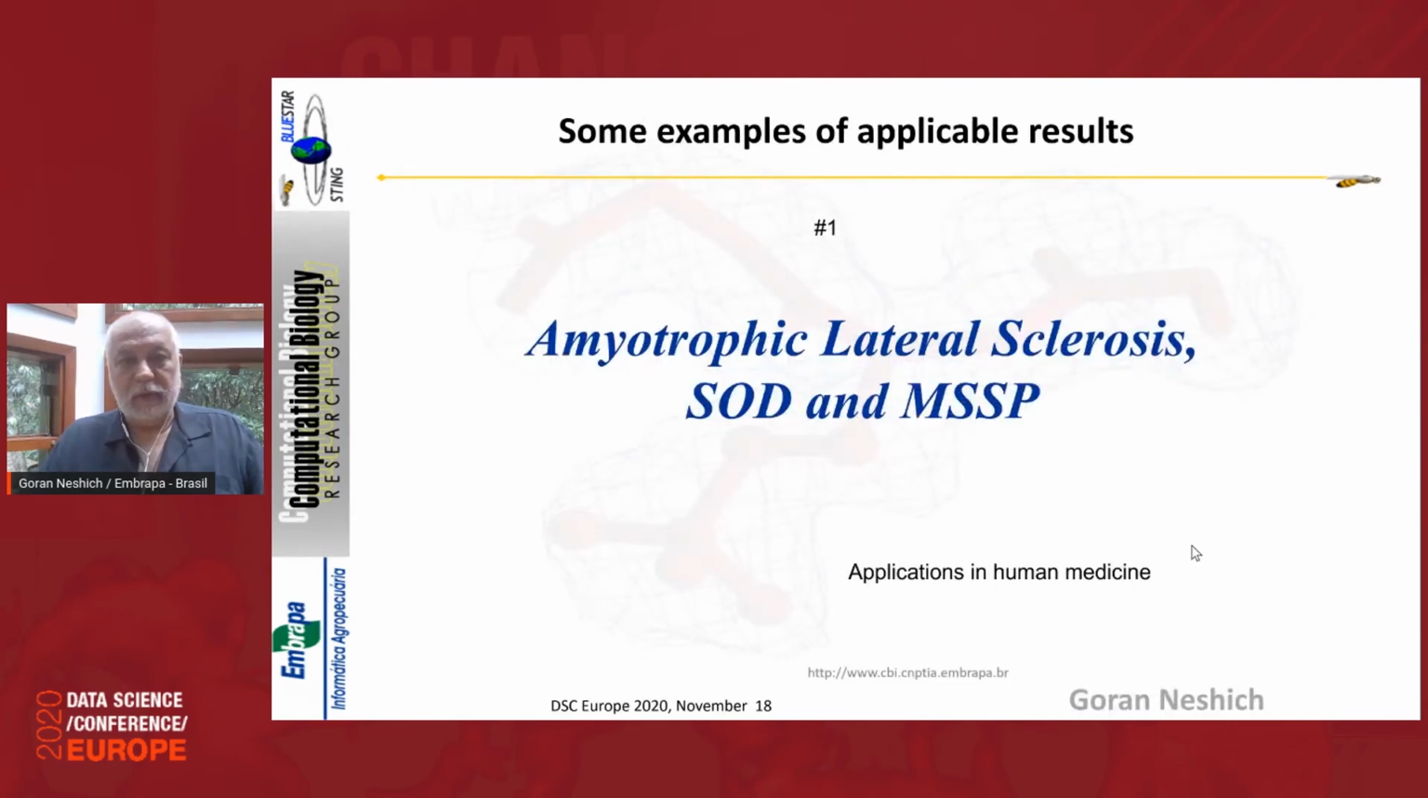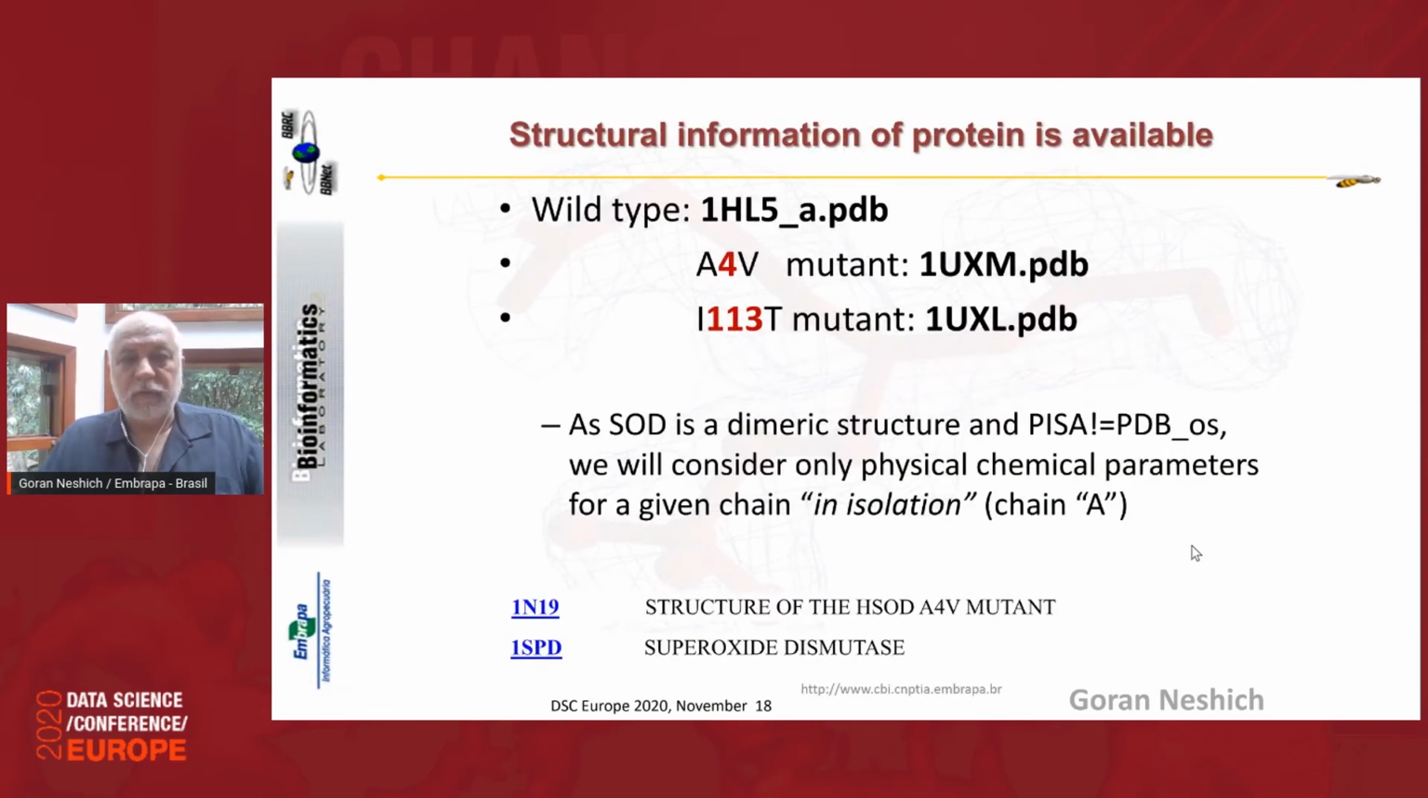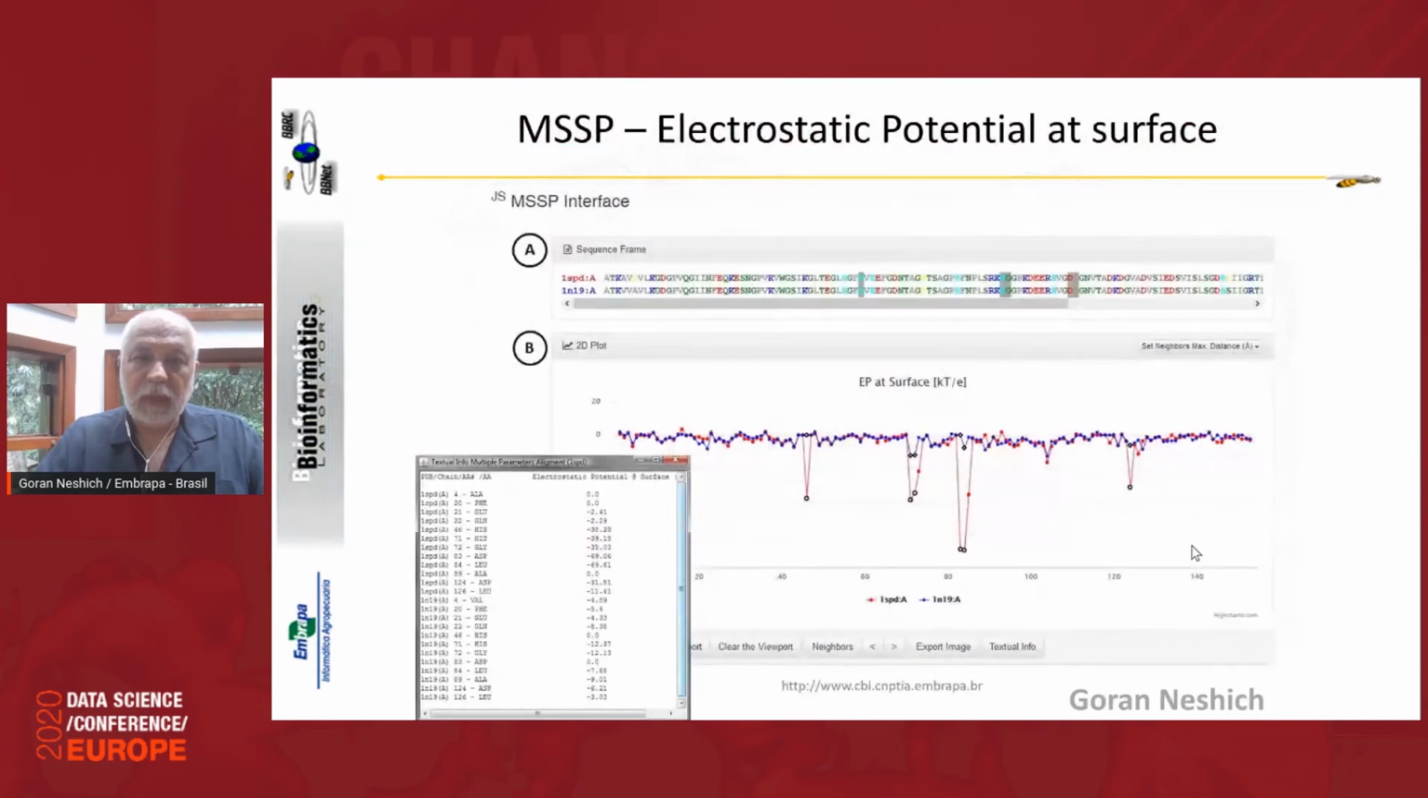Well, let me remind you of the famous case of amyotrophic lateral sclerosis. There we have a protein, superoxide dismutase, which suffers a very dangerous mutation at position 4 in the amino acid sequence. Alanine is substituted by valine. What happens is, I show you here one of the parameters from our list of 1,540. In this case, it is electrostatic potentials at the surface.